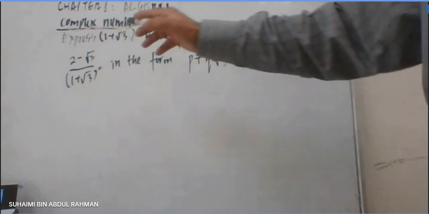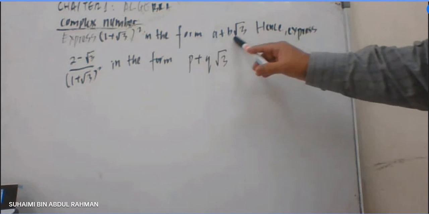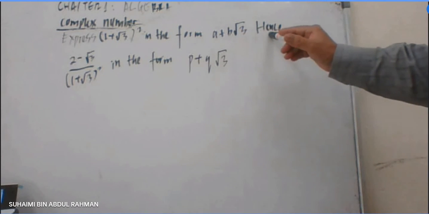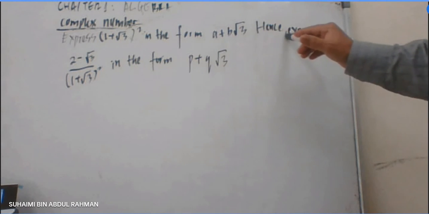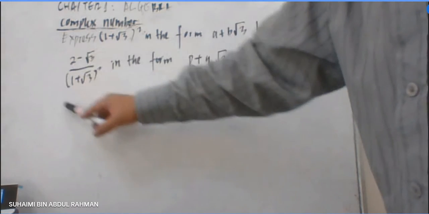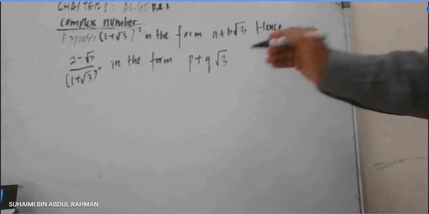First, we need to expand and write in this form. Then, hence here meaning that whatever the result we have from here, we use to express this in the form of p plus q square root of 3.